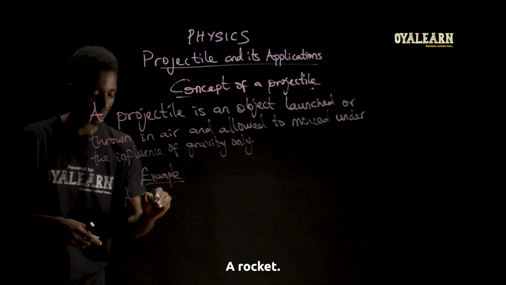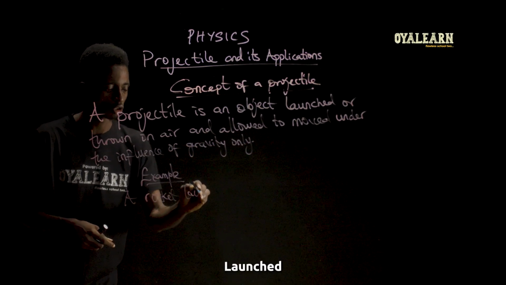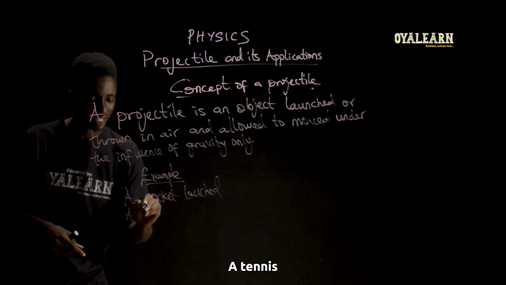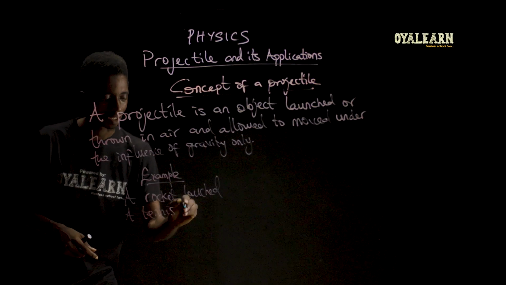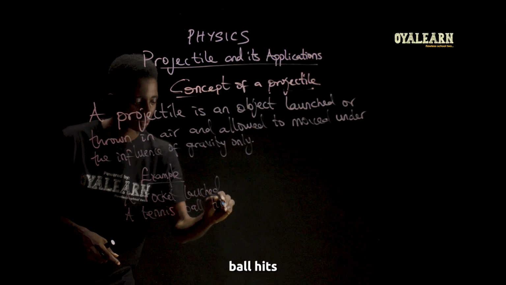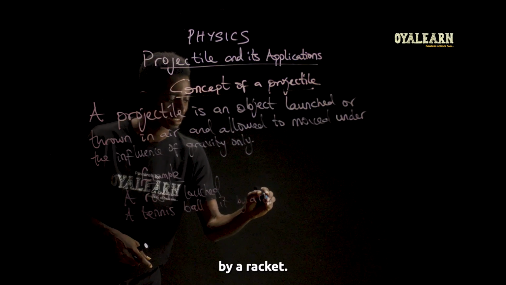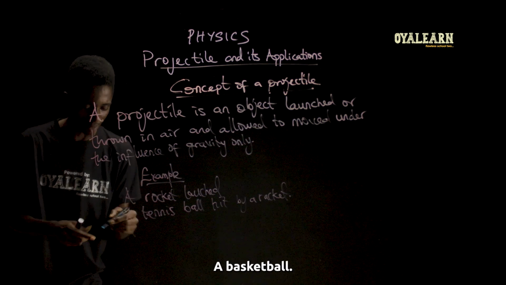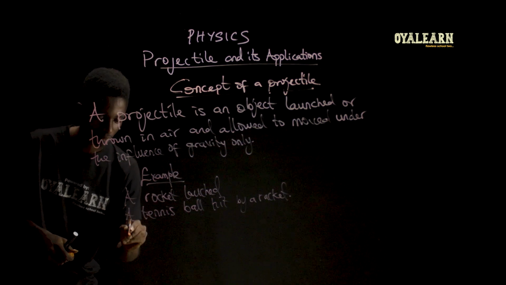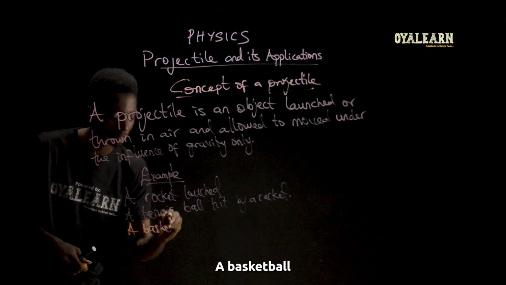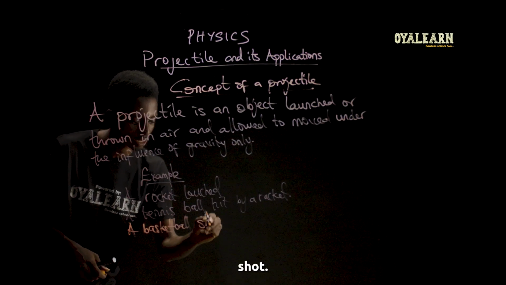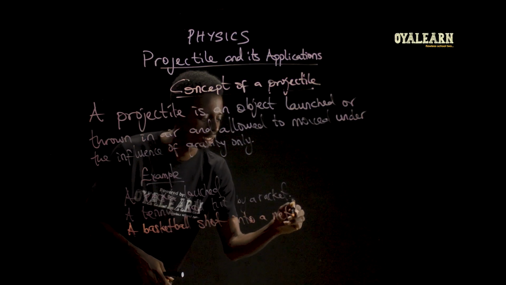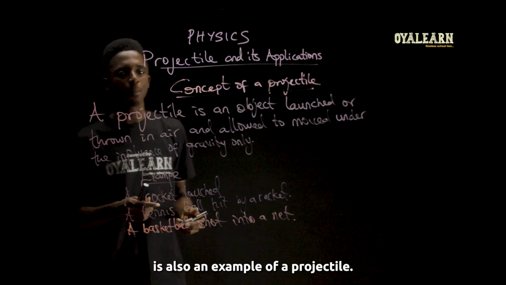a rocket launched is what? A projectile. A tennis ball hit by a racket is also a projectile. A basketball shot into a net is also an example of a projectile.